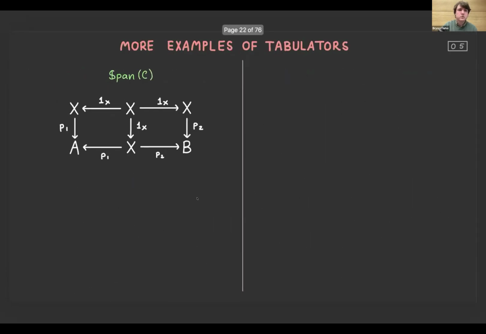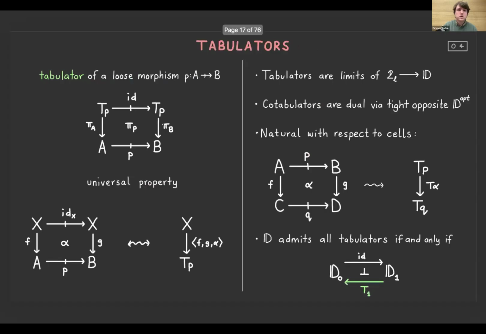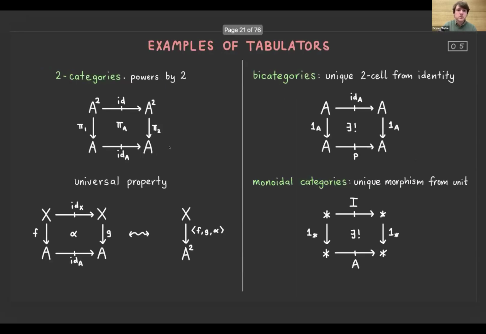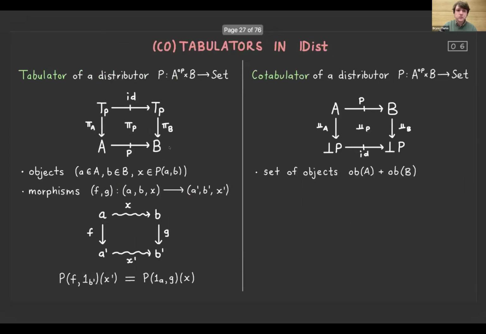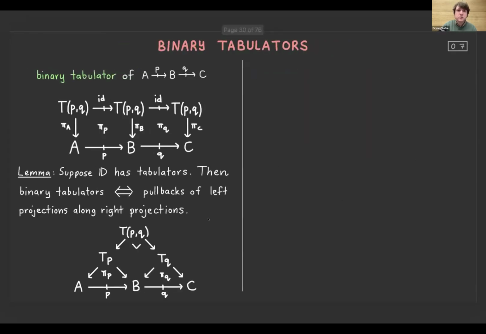yeah, if we go back to the tabulator, then this is with respect to a tabulator, then pi of A is a left projection and pi of B is a right projection. Okay, so if we have pullbacks of those things along each other, then that's the same as asking for binary tabulators, assuming D has tabulators itself.